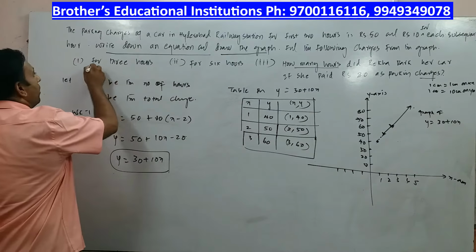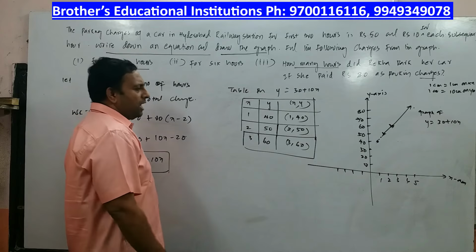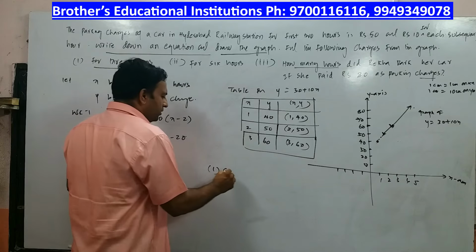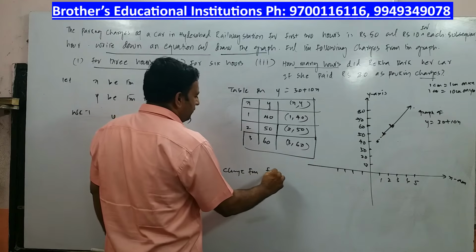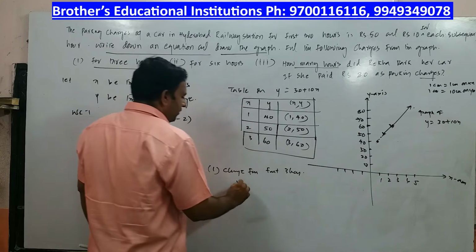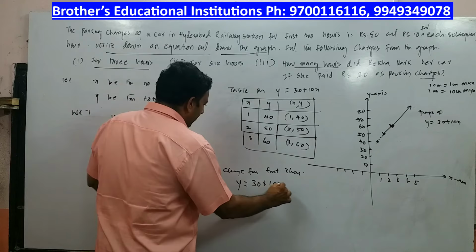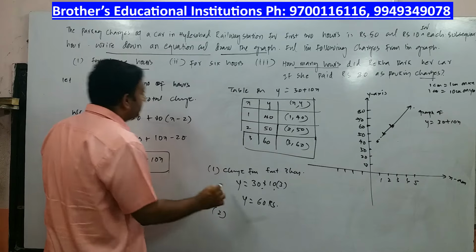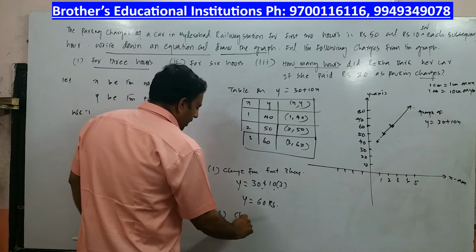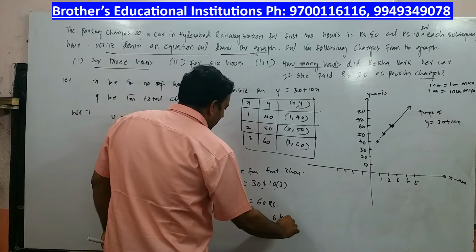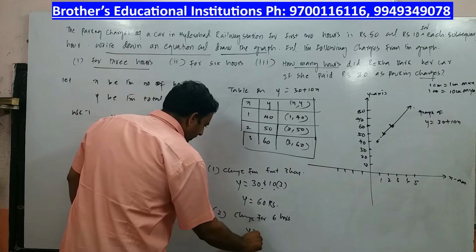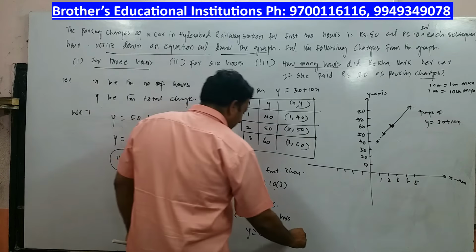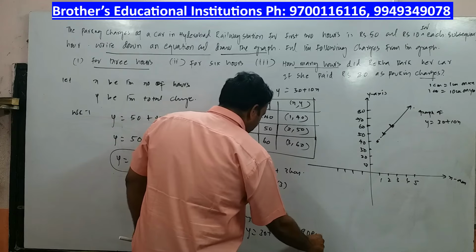Now what is the charge for the first 3 hours? 60 from the graph. First one, charge for first 3 hours: Y is equal to 30 plus 10 into 3. So it is Y is equal to 30 plus 30, 60 rupees. Second bit, charge for 6 hours: Y is equal to 30 plus 10 into 6. 10 6s are 60 plus 30. So Y is equal to 90 rupees. Second bit is done.